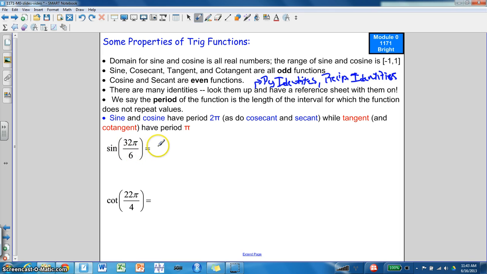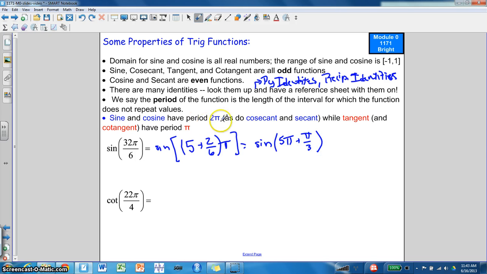But what I'm going to do is represent this using division. So if I divide 6 into 32, it would go in there 5 total times. So I'd get up to 30, and then I'd have 2 as a remainder. So I'd have 5 plus 2 over 6, and I have that as pi. Okay. I can write this as sine of 5 pi. I'm just going to distribute that pi, and then simplify that as plus pi over 3.